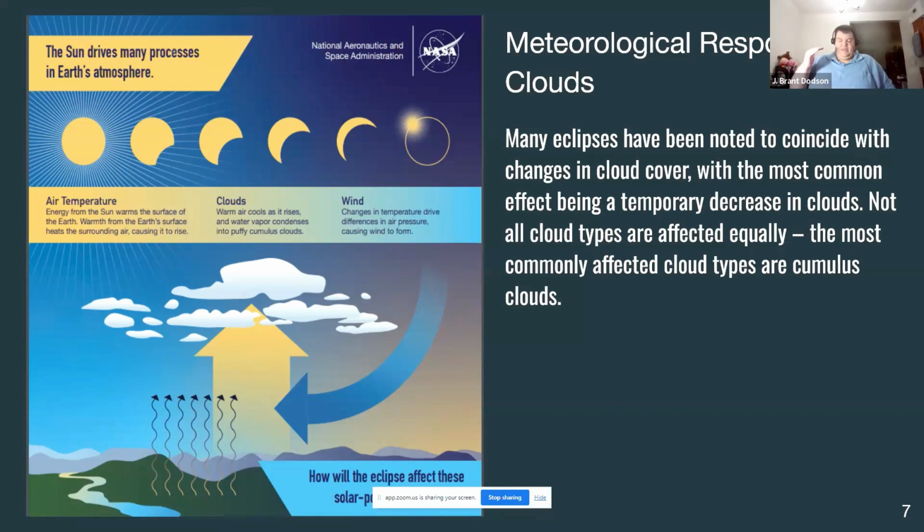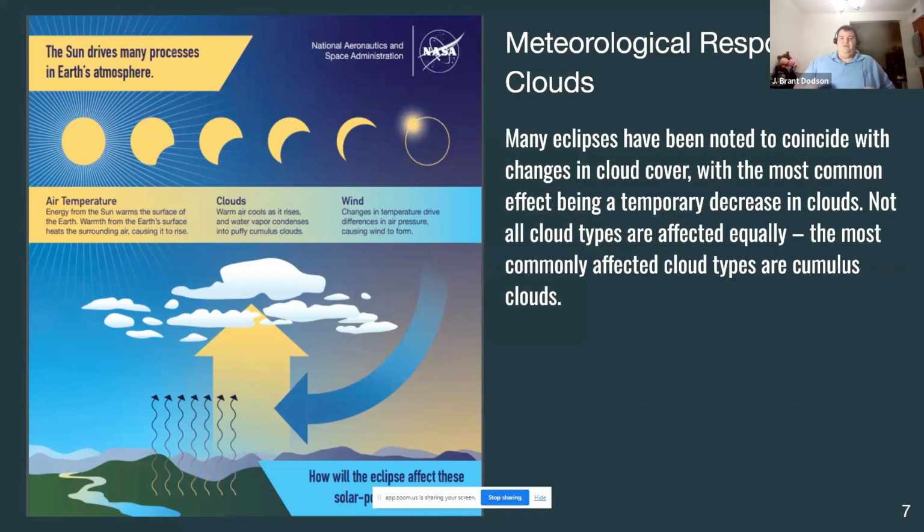Another effect that eclipses commonly have on weather is on clouds. So it's been noted in many eclipses, not all, but many eclipses, that as the eclipse passes, as totality arrives and leaves, oftentimes people will observe that cloud cover might decrease. In particular, low-level cumulus clouds, which are strongly affected by the heating of the Earth's surface by the sun. Well, if you cut the solar heating off, you cut off the fuel source for cumulus clouds.